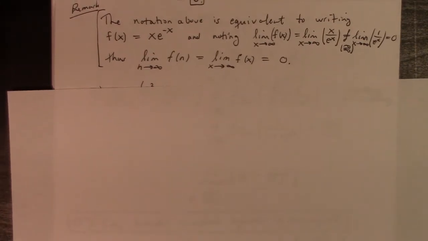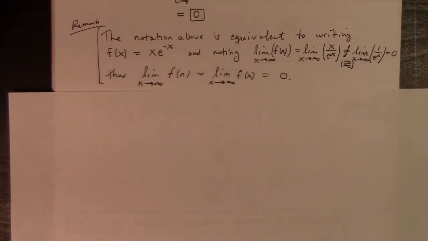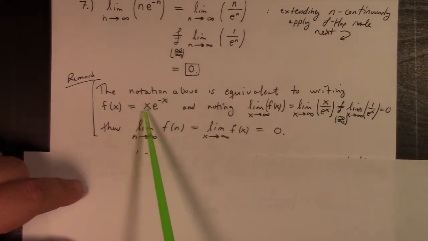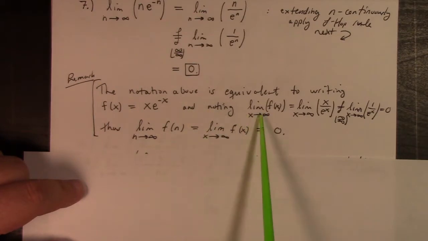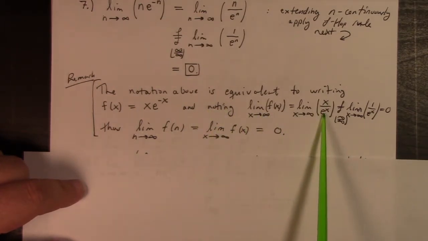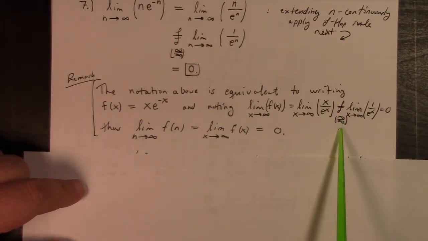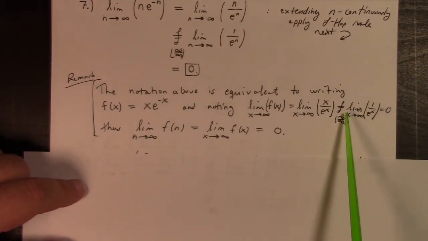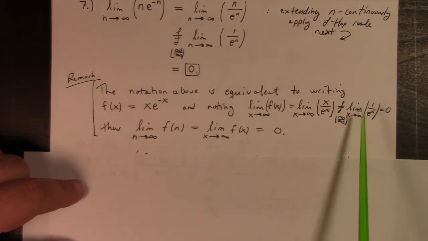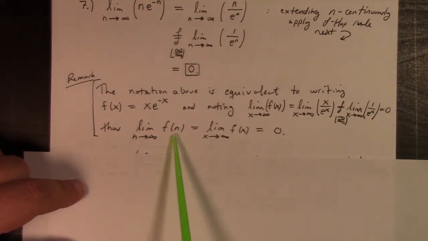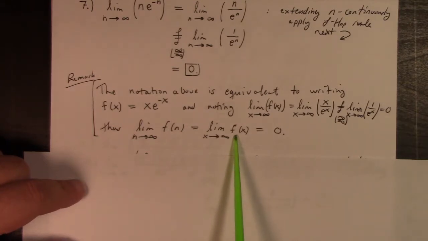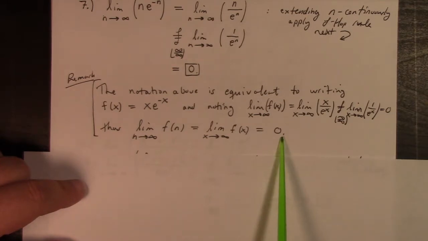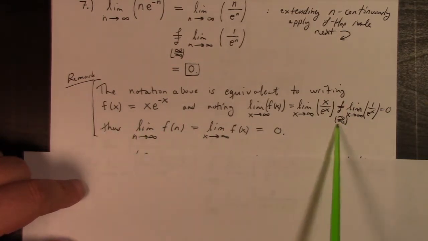So the notation, let me belabor it a little bit more here. The notation above is equivalent to writing f of x equals x e to the minus x, then noting that the limit of f of x is the limit of x over e to the x, which by L'Hopital's rule, the honest to goodness L'Hopital's rule for continuous functions, or I should say differentiable functions, equals 0. And then by the theorem that connects the limit of the sequence to the limit of the function which matches the sequence at whole numbers, we get that this limit is equal to that limit, which is equal to 0.